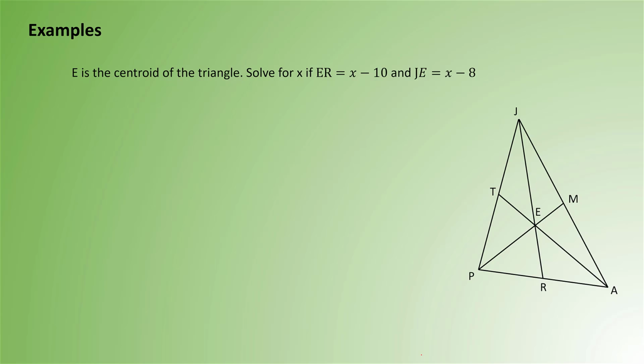So here we have E is the centroid. Remember, that's a fancy way of saying here's a bunch of medians. Solve for x if ER is x minus 10 and JE is x minus 8. So ER is this piece and JE is this piece. Color code your median first. Start there. So if I color code this, orange, blue, and pink, I want you guys to set up that initial proportion, okay? So give you a moment and set that up.